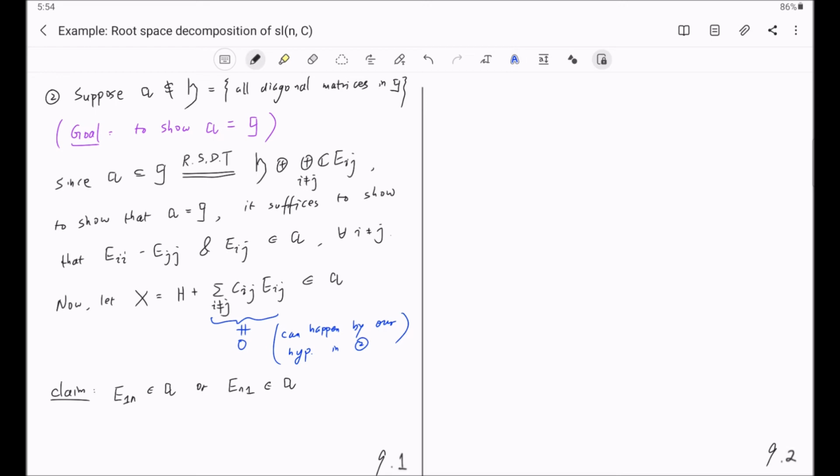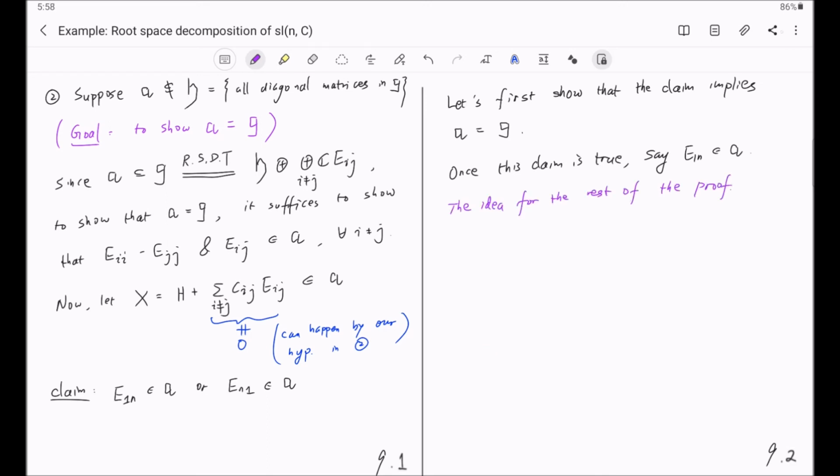So, let us first show how this claim implies that A is equal to G. Once this claim is true, say one of those two things happens. Say E sub 1n is in A. The idea for the rest of the proof is the following. We're going to use some dominoes effect in math.